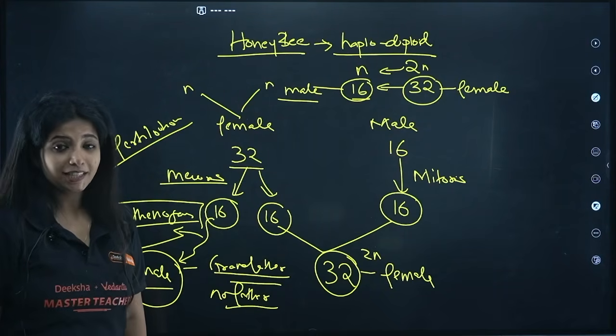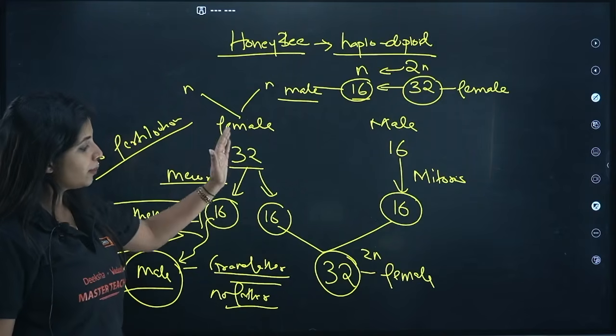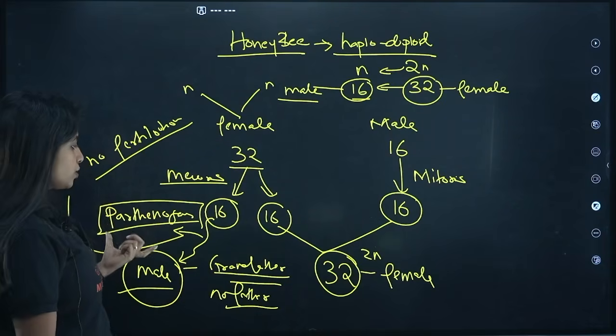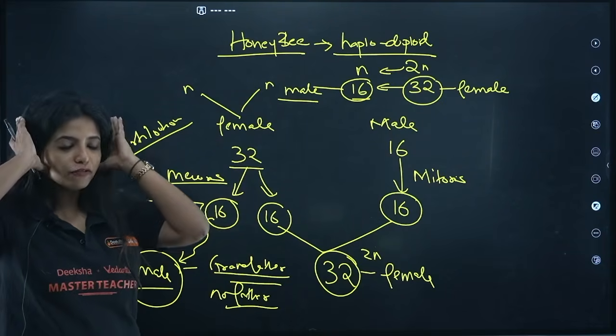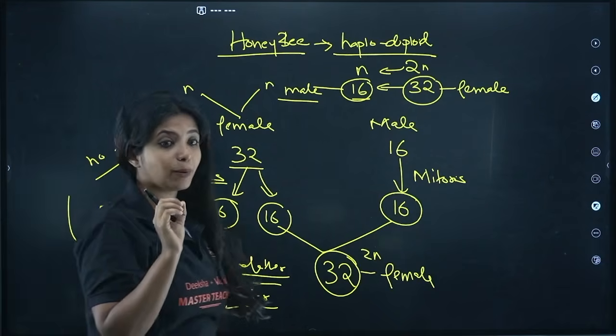This is also given in your NCERT. This is haplo-diploid sex determination, which you see in honeybees. Females are going to be diploid and males are going to be haploid. The process where you form the males without fertilization is known as parthenogenesis. This is different from parthenocarpy.